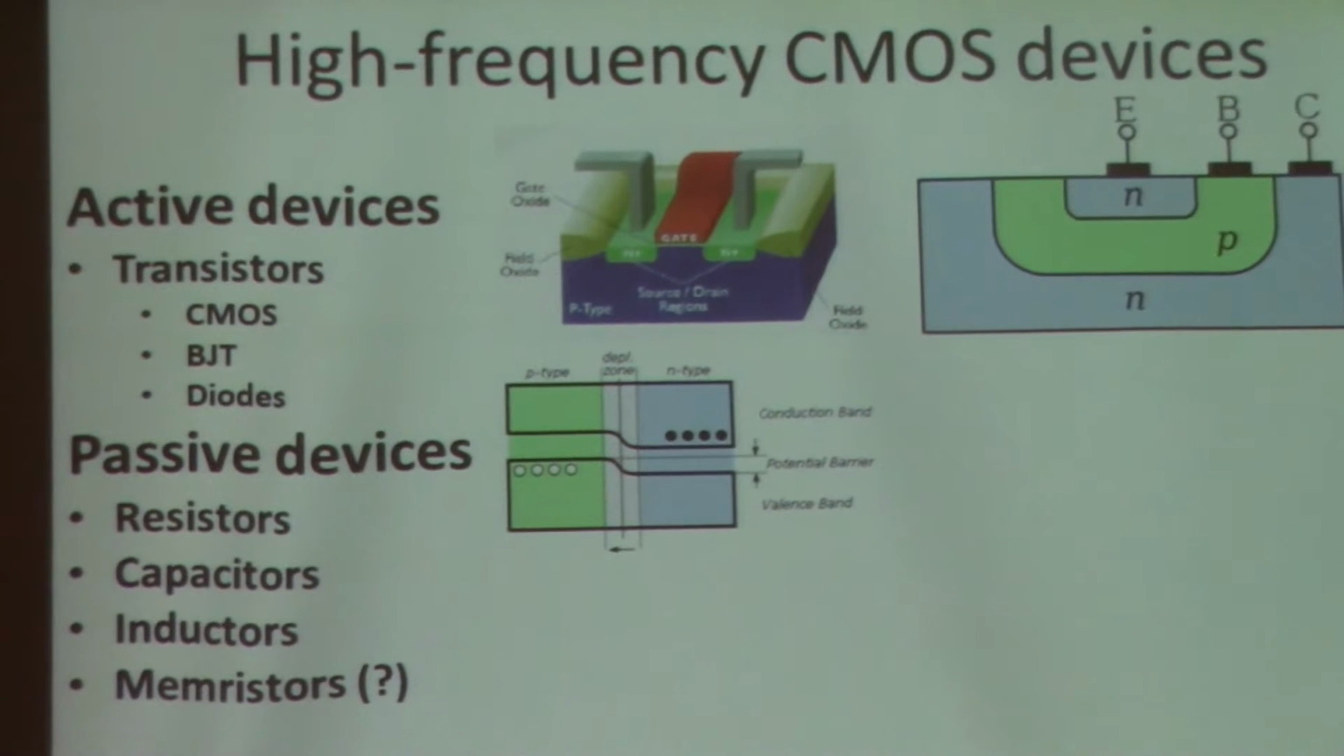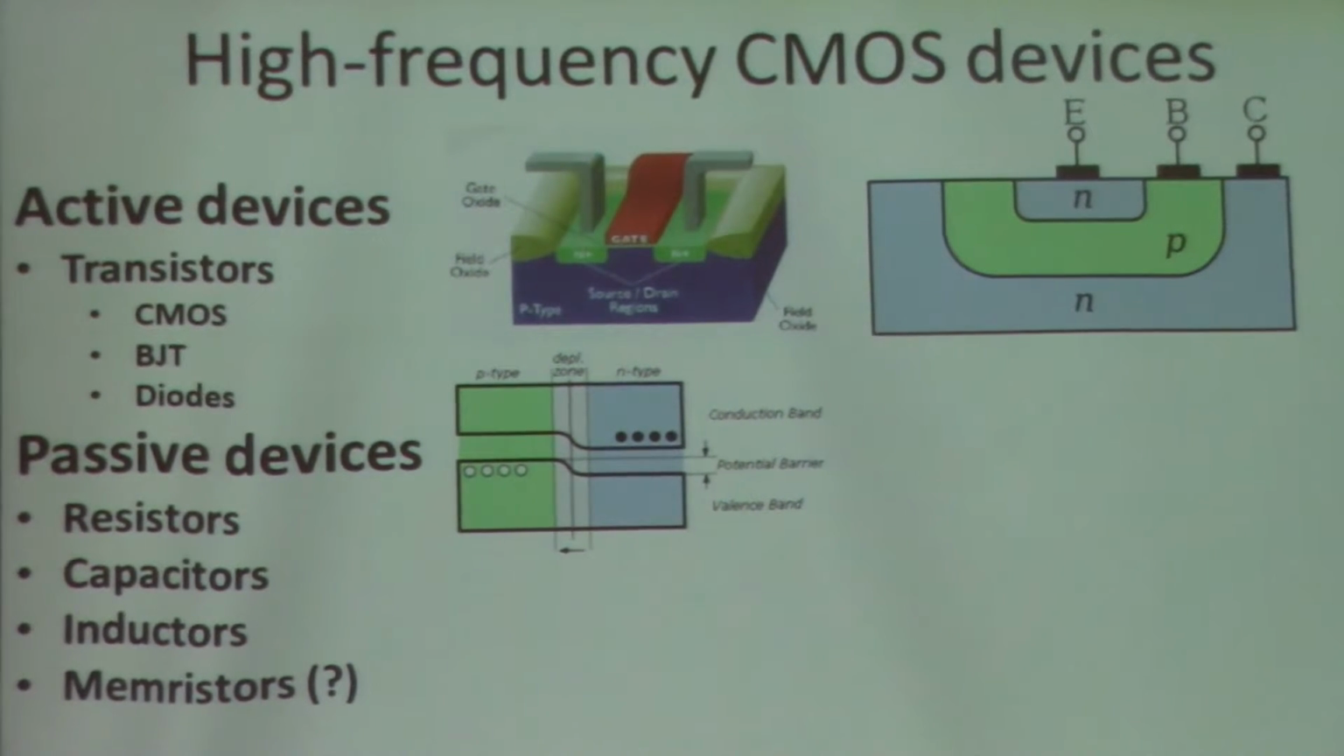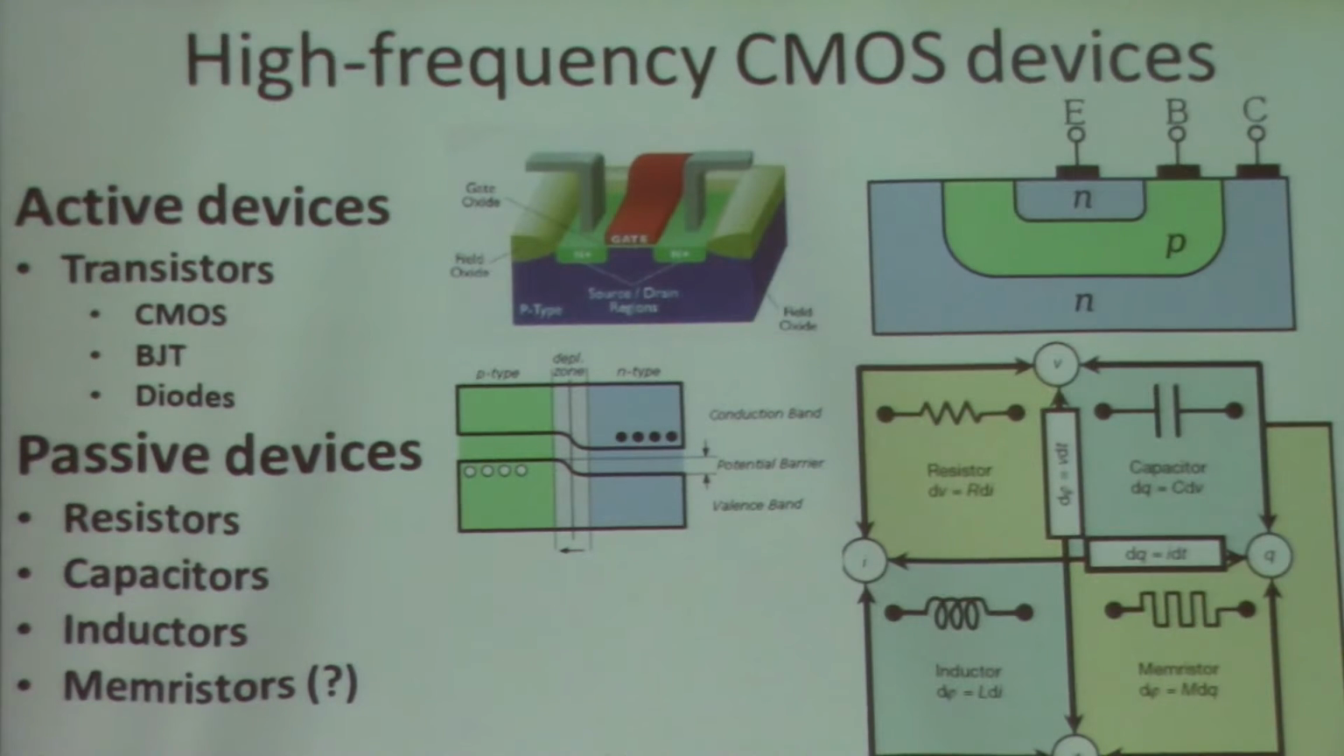Passive, so I just mentioned the passive components. You have resistors, capacitors, inductors, right? This is a newcomer, and we don't know how to use that yet. It's called a memristor. That is here. That was a Nature paper.